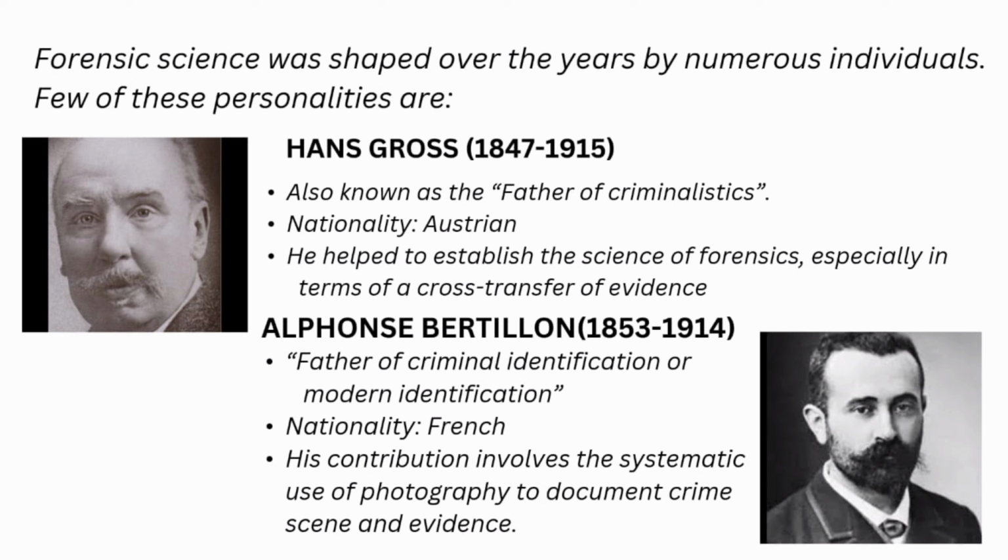Now let us look at Alphonse Bertillon. He was born in 1853 and died in 1914. Also known as the father of criminal identification or modern identification. He was a Frenchman, and his contributions involve the systematic use of photography to document crime scenes and evidence.